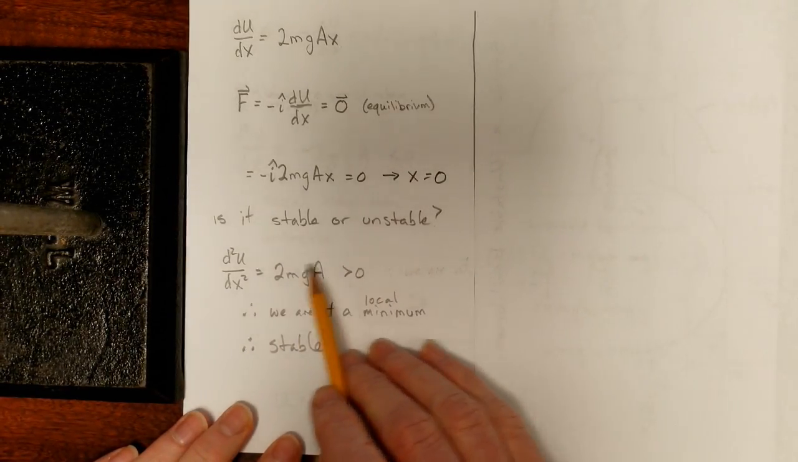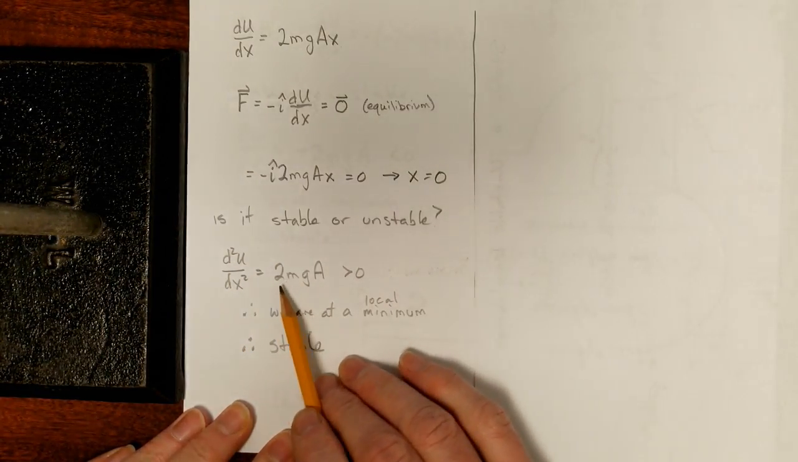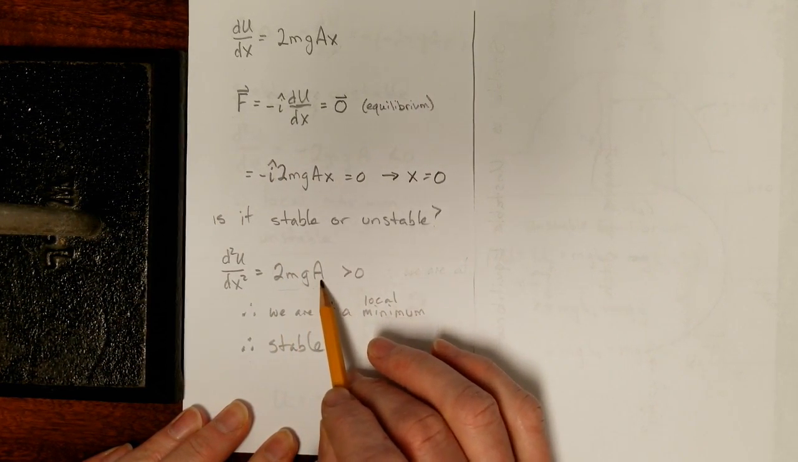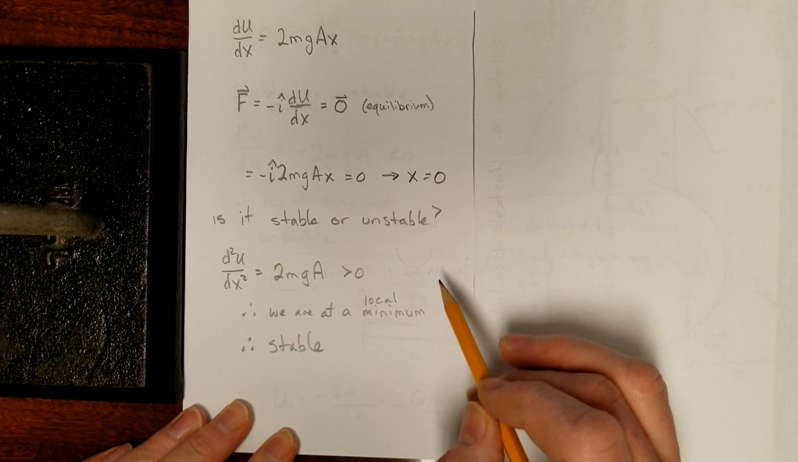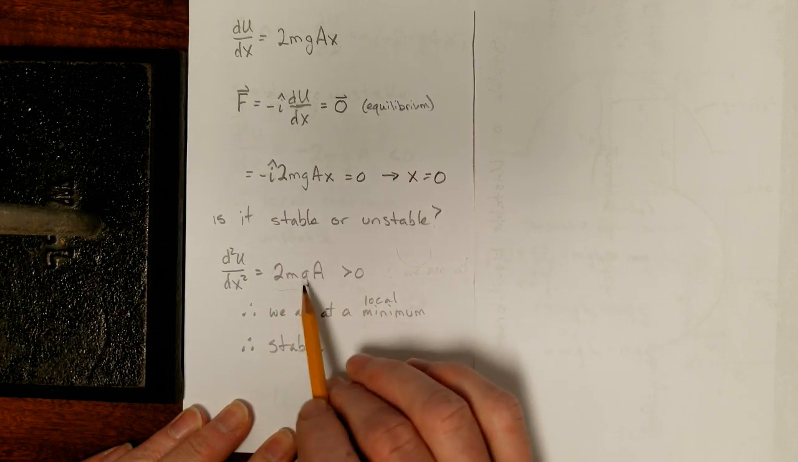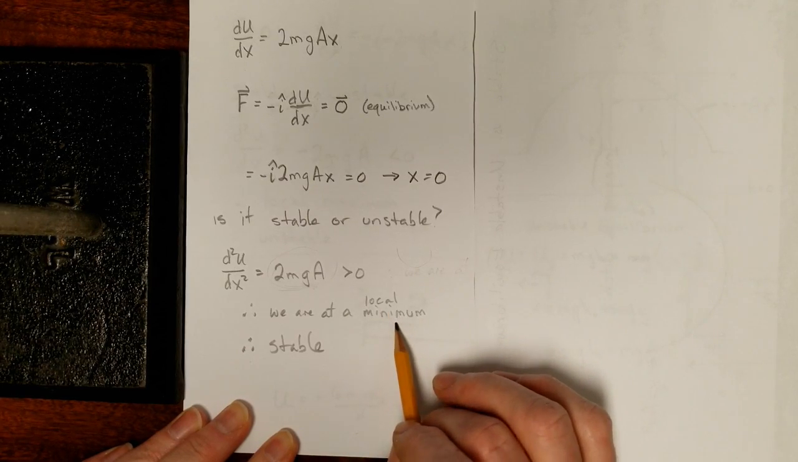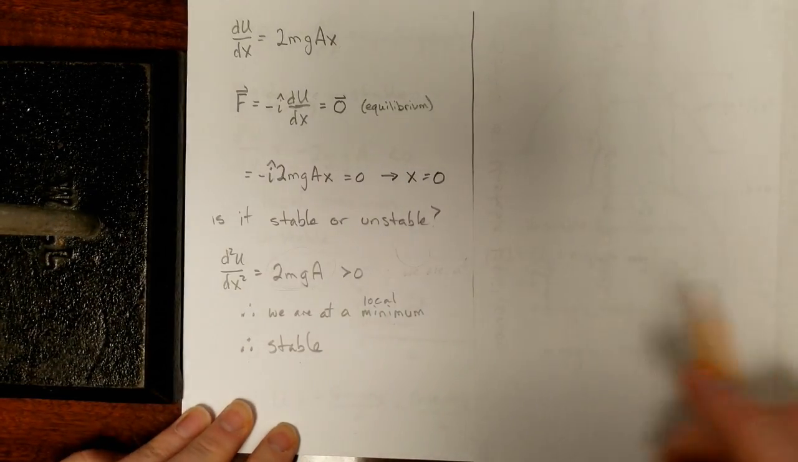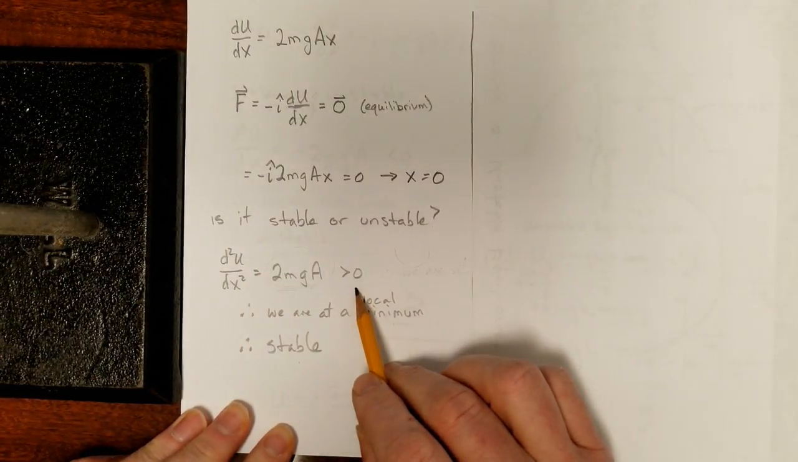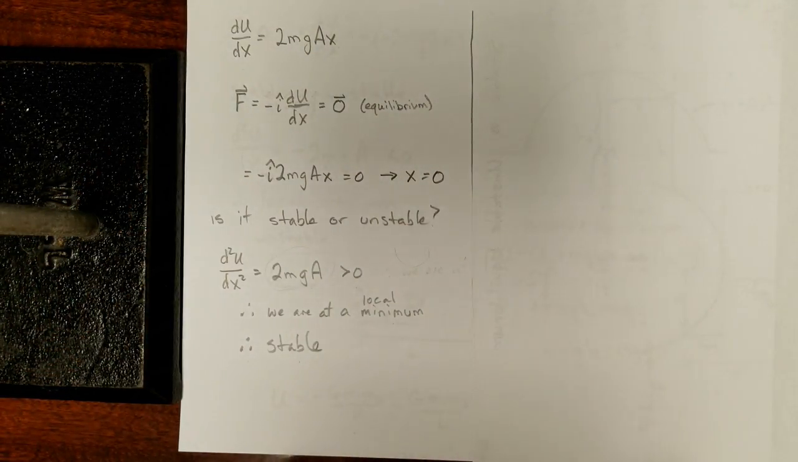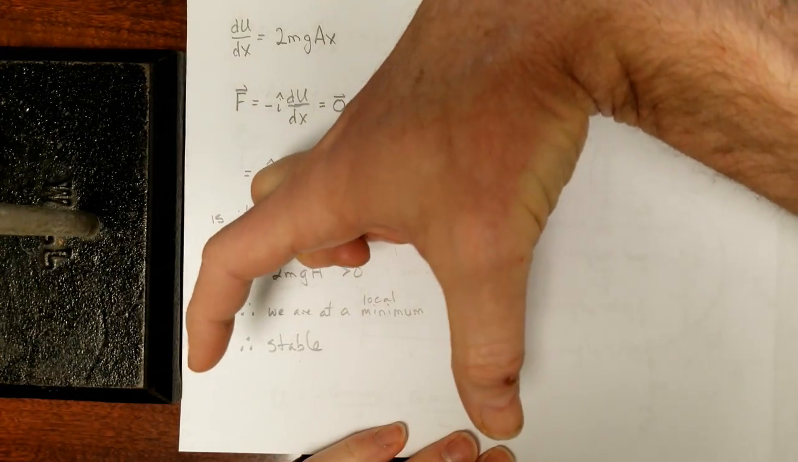To find out if it's stable or not, I take a second derivative. I get 2 mga. All of these are positive numbers. I know a is positive because the parabola is upwards, and so a has to be positive. So therefore, this is always greater than 0. Therefore, we're at a local minimum. Therefore, it's stable. If you recall, positive second derivatives mean that we're dealing with minimums, and negative second derivatives will be dealing with a maximum.